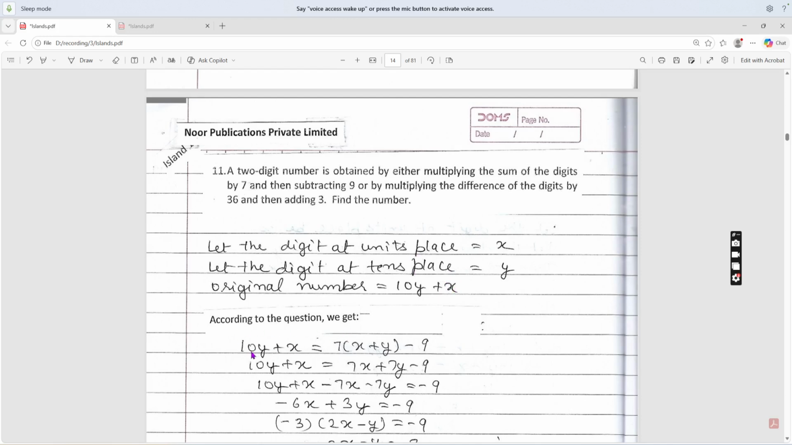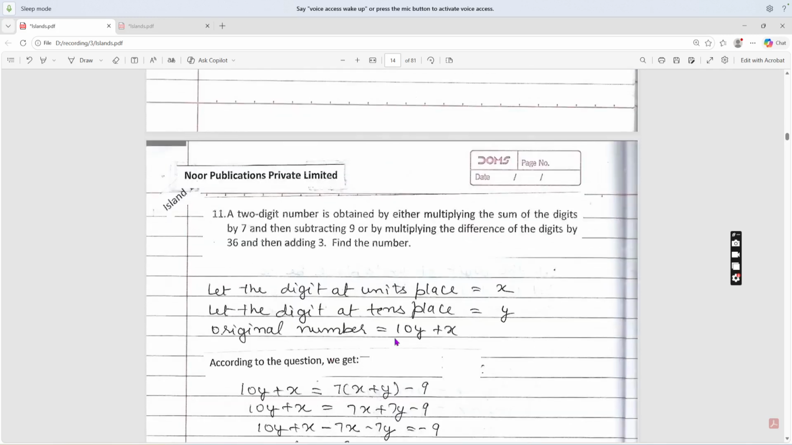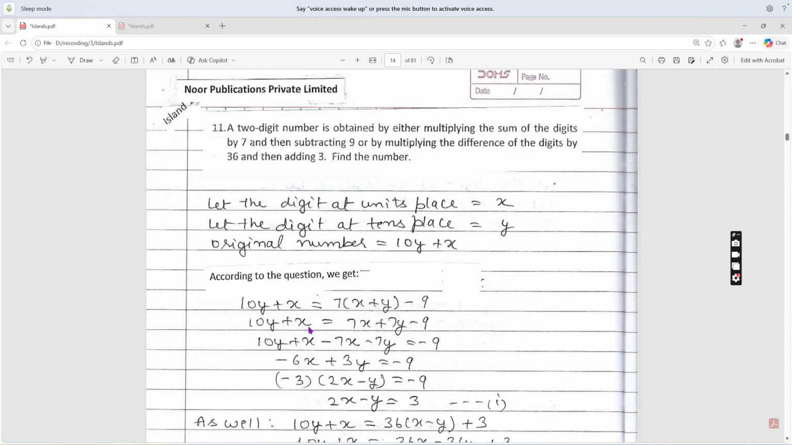So according to the question, what we get: 10y plus x is equal to 7 into (x plus y) minus 9. Why? Because what is written here, just see, multiplying the sum of the digits by 7. Sum of the digits is x plus y, and we are going to multiply by 7, and we are going to subtract 9 from it. So 10y plus x is equal to 7x plus 7y minus 9.